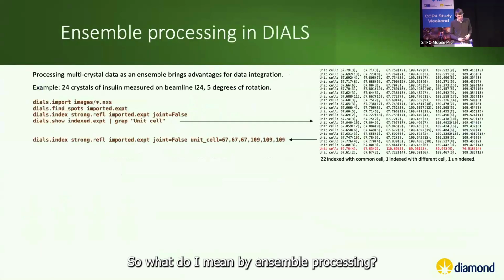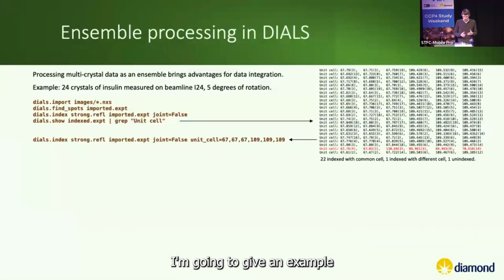Okay, so what do I mean by ensemble processing? I'm going to give an example of how you do this with DIALS. I'm sure you could do the same thing with XDS programs as well. But as far as I'm aware, there are no automated pipelines to take this approach at the moment. This is some example data I've got, just insulin crystals, 5 degrees of rotation, so a very narrow wedge. And the advantage here is that you can discover things about your data during the processing and use that to increase your indexing and integration success rate.